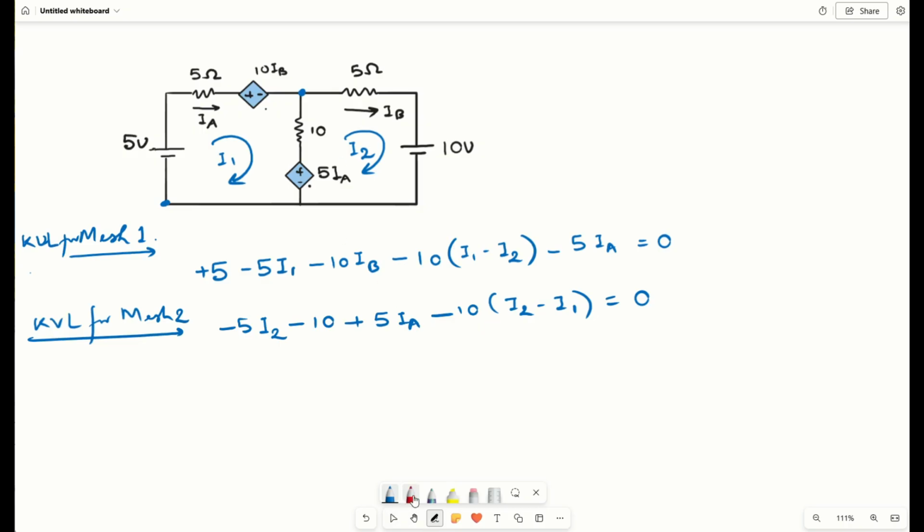So now if we see what is our IA and IB, IA is nothing but I1 and IB is nothing but I2, right? Because in this direction whatever current we are having, that is nothing but I1, and in this direction whatever we are having, that is nothing but I2. So IA equals I1, IB equals I2. So if we put this here, in place of IB it will be 10 times I2, and in place of IA it will be 5 times I1.